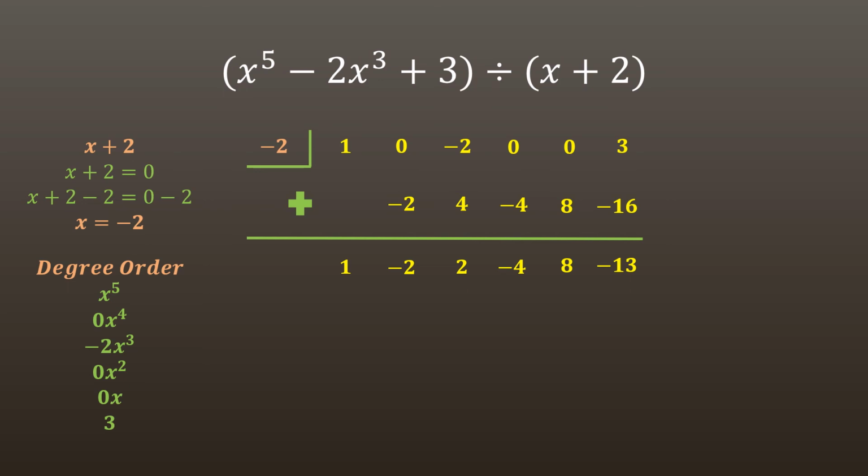So we will now write our quotient. But remember that the degree of your divisor is 1, so you deduct 1 from your degree. So 5 minus 1 will be 4. So we have x to the 4th minus 2x cubed plus 2x squared minus 4x plus 8, minus 13 over x plus 2, because 13 is your remainder. So once again, the quotient is x to the 4th minus 2x cubed plus 2x squared minus 4x plus 8 minus 13 over x plus 2.